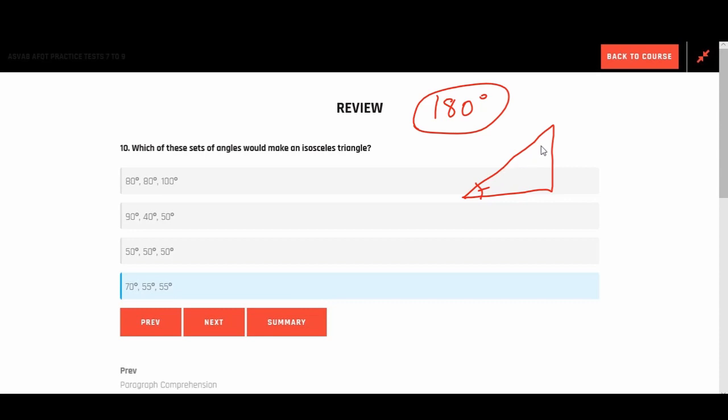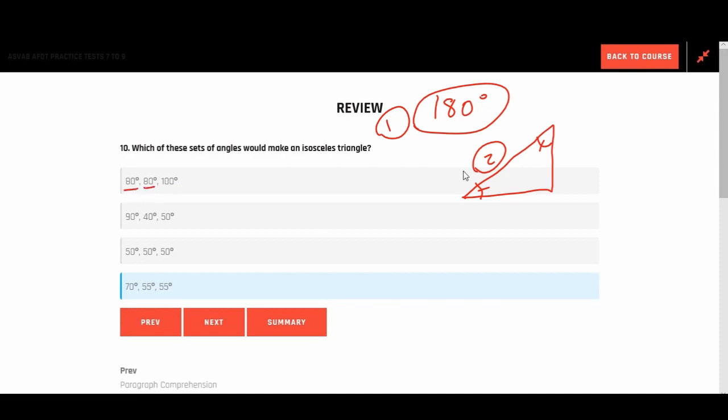You're always going to have 2 angles that are equivalent. Okay? So in order to be an isosceles triangle, it has to meet these 2 conditions. 1, all the angles have to add up to 180 degrees. And 2, 2 of the angles must be equivalent. So let's go ahead and work through these.